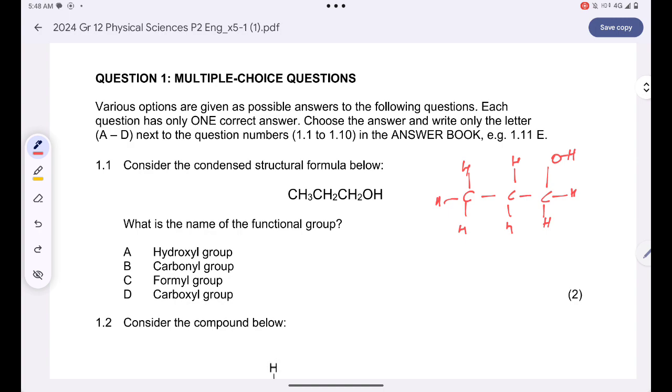And I'm being asked, what is the functional group of my alcohol? The functional group for alcohol is always the hydroxyl group, right? Because the carbonyl group is for ketones, formyl is for aldehydes, and the carboxyl group is for carboxylic acids, right? Then hydroxyl belongs to alcohols.